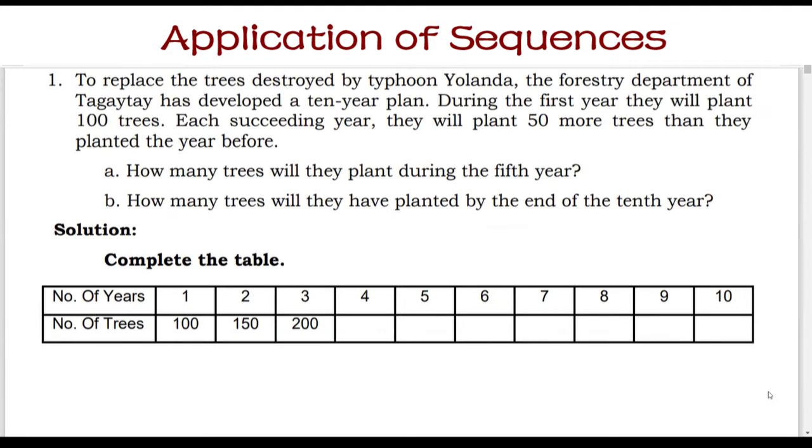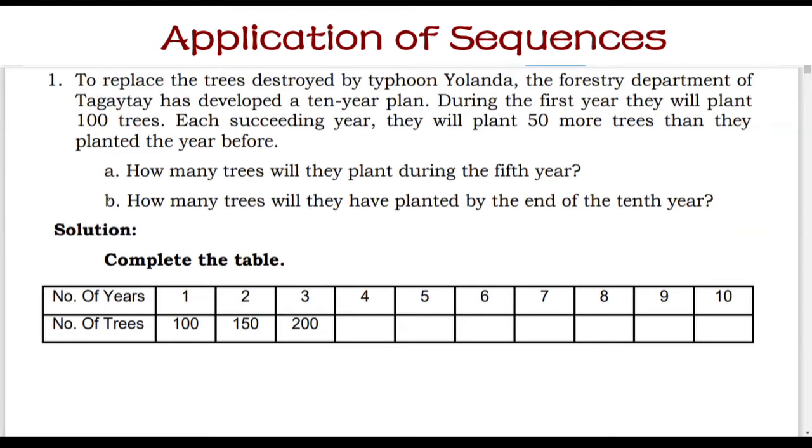First word problem. To replace the trees destroyed by Typhoon Yolanda, the Forestry Department of Tagaytay has developed a 10-year plan. During the first year, they will plant 100 trees. And then, each succeeding year, they will plant 50 more trees than they planted the year before. And then we have 2 questions to answer here.